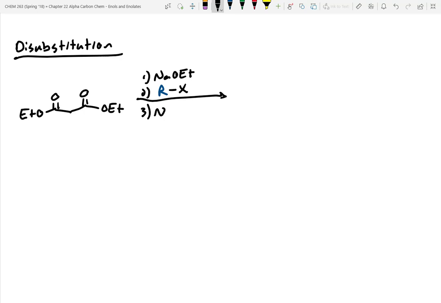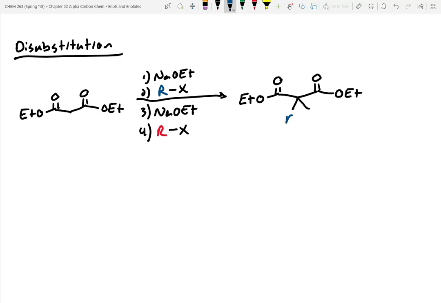And then in the second one, you treat it with base again because you do have a remaining alpha proton, right? And then in step 4, now you treat it with the red carbon and the halogen. So you can really alkylate this twice if you want. So we've substituted that alpha position. We don't have any more alpha protons, so we gotta stop here.